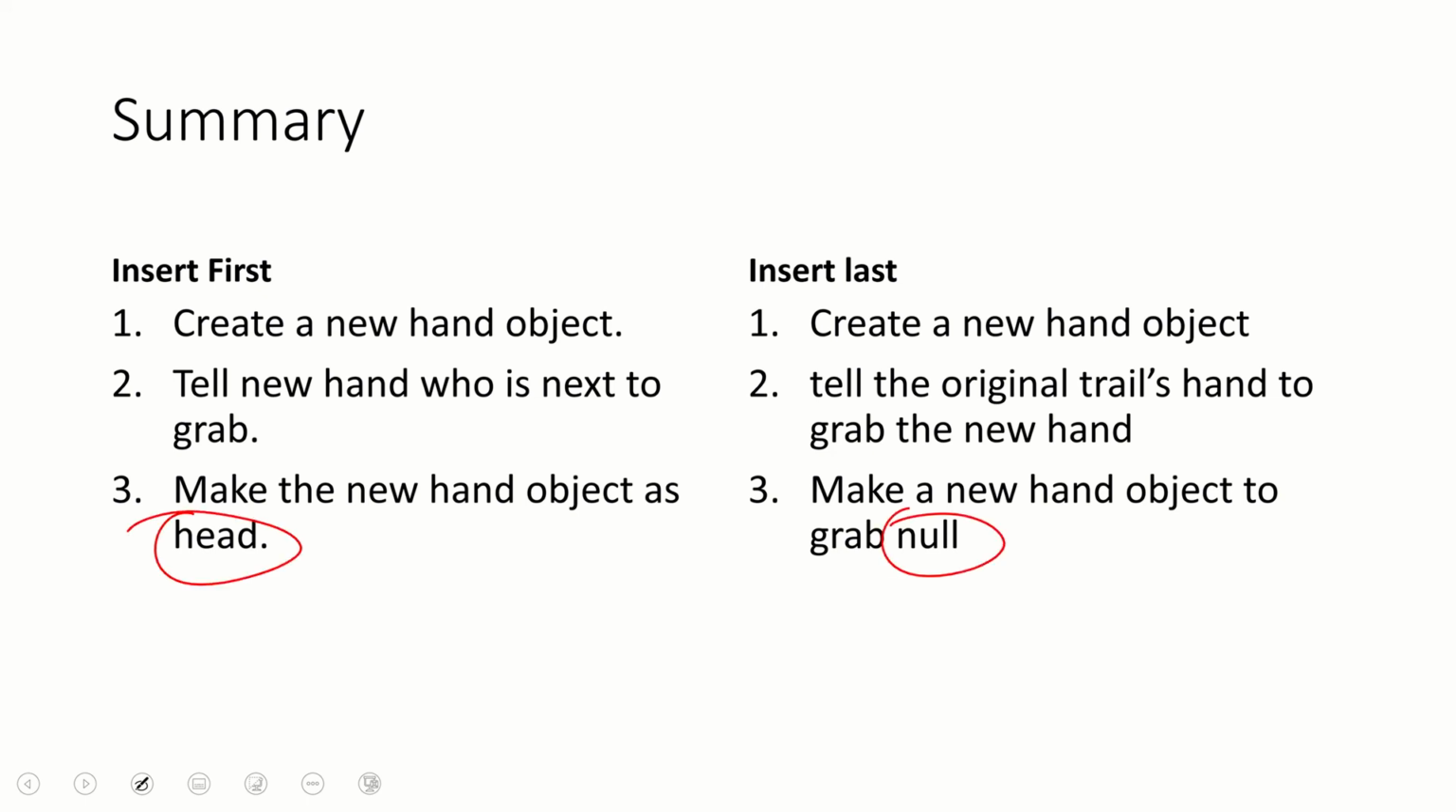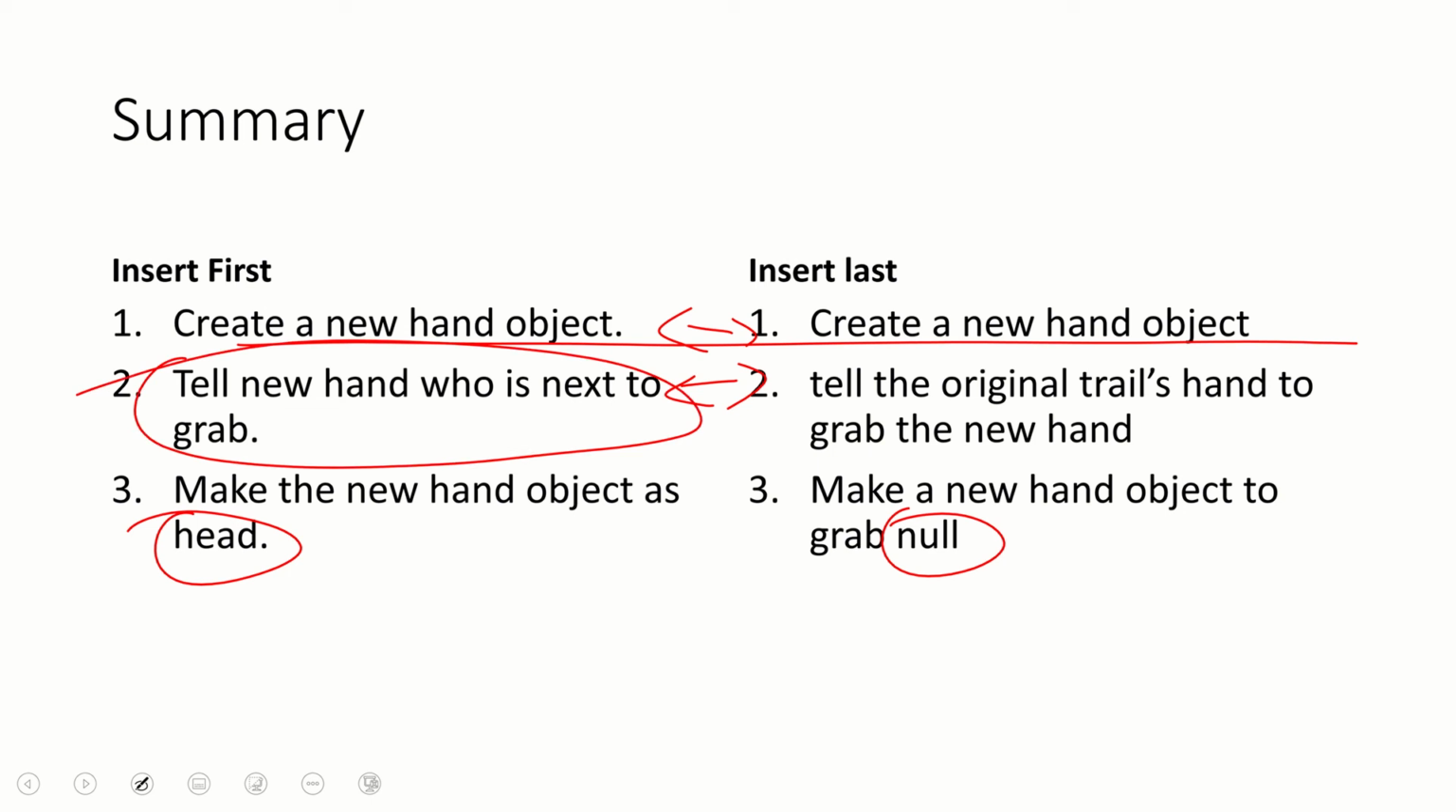So this third step is very important. The first step is very clear, and for insert first you tell who will be next that you want to grab. Normally this is the previous head, right? And for insert last, this is the previous tail. So it's very similar, but just make sure you go through this very clearly. Don't mess them up. Okay.